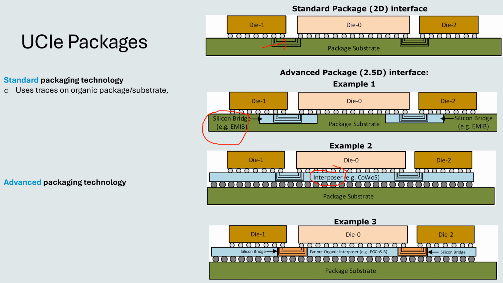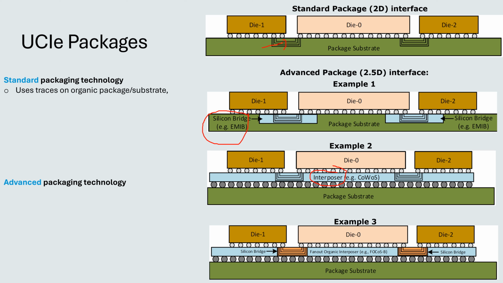In the third example, we still have a substrate, but we have a fan-out organic interposer, now an organic interposer with the additional feature of fan-out. So, fan-out organic interposer here. These are three examples of the UCIe advanced package.